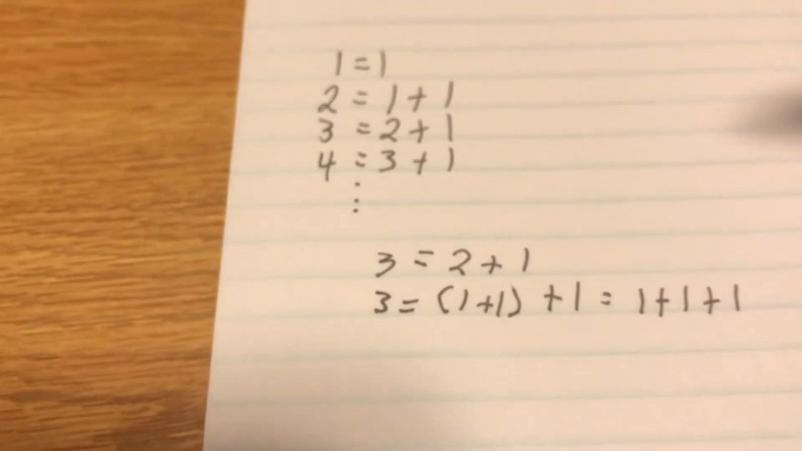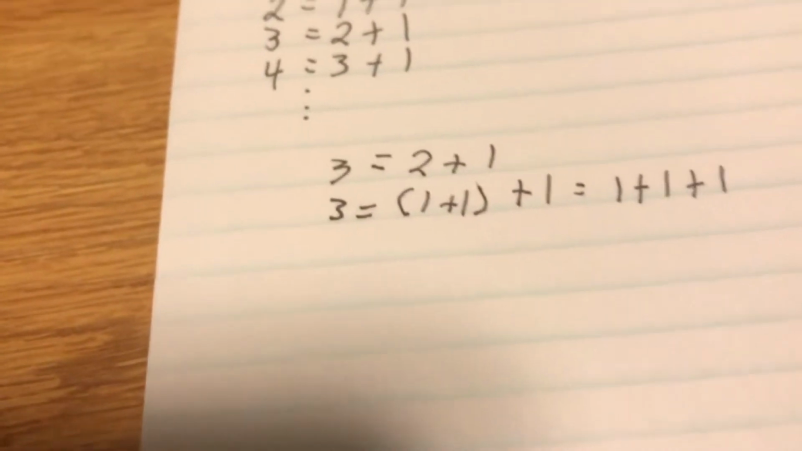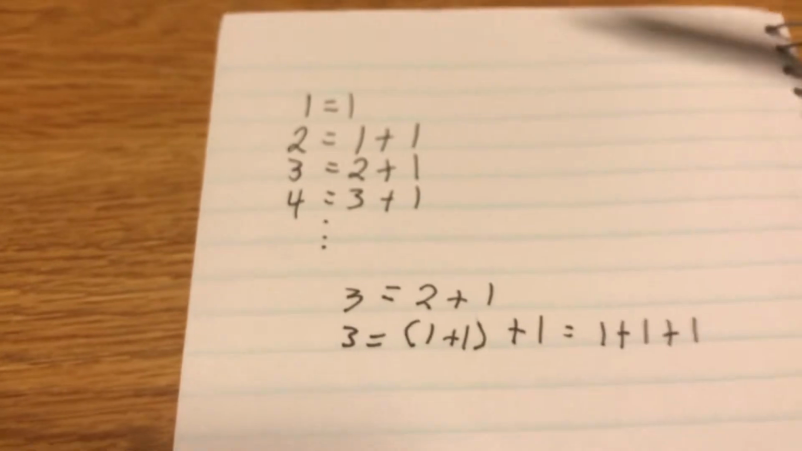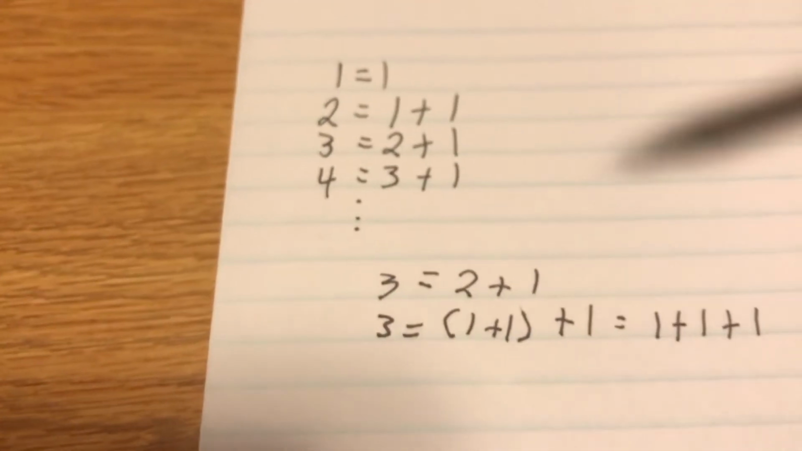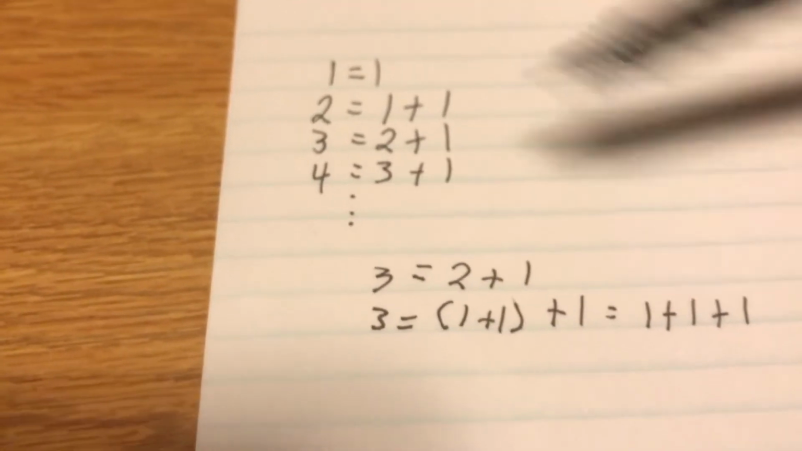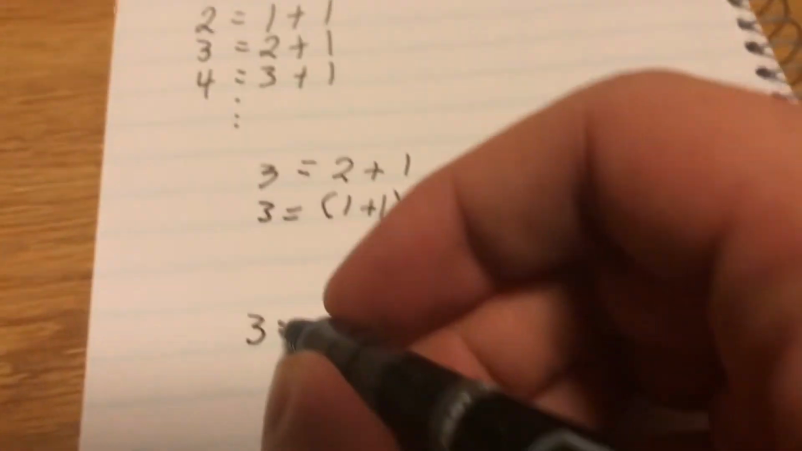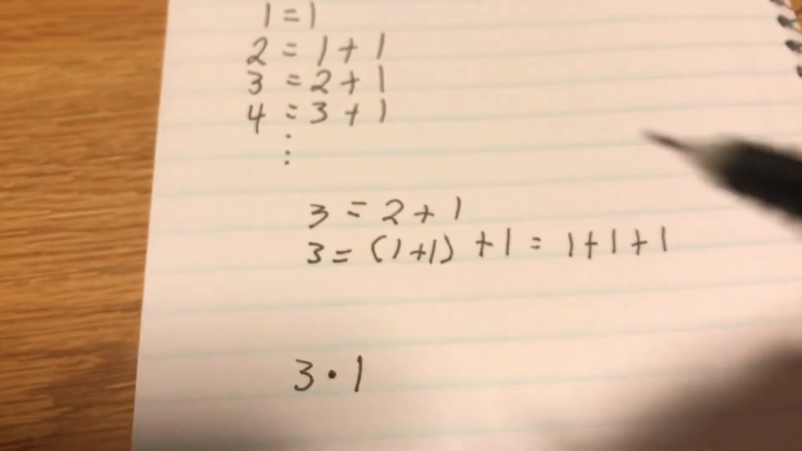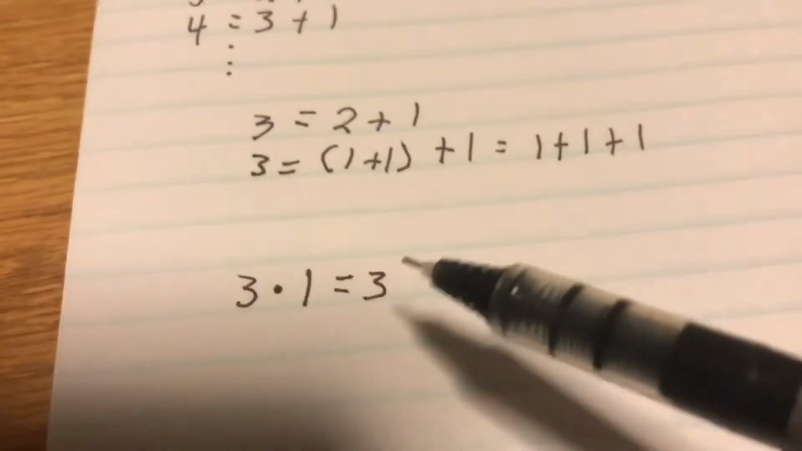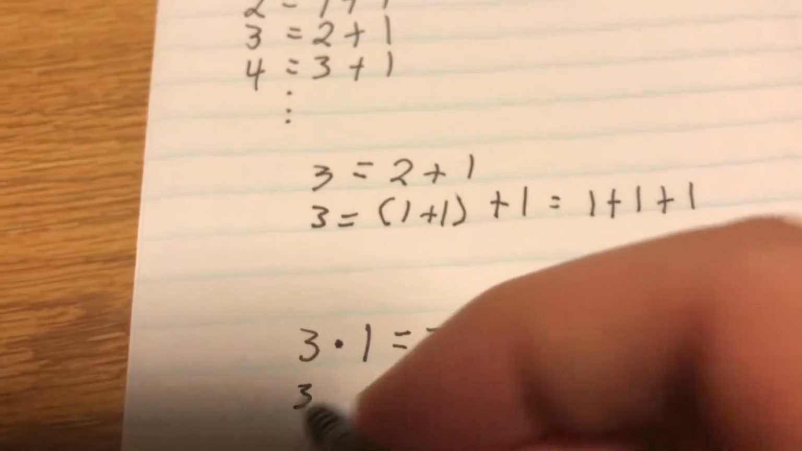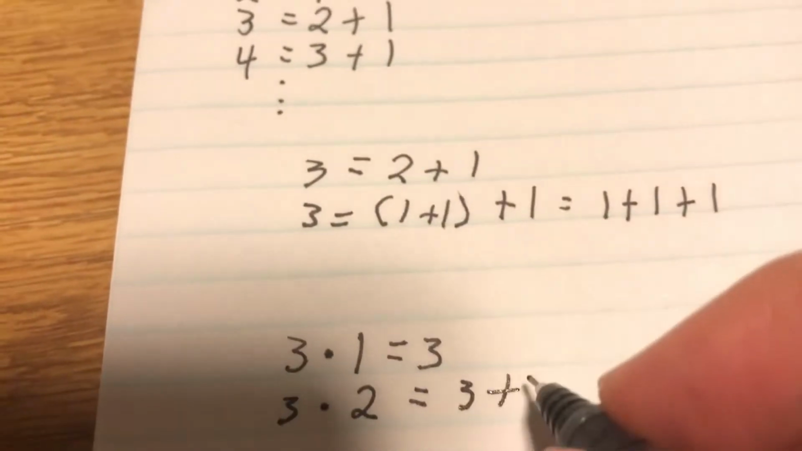So what about multiplication? How do we know multiplication works? Well, again, it's going to come down to how we define it. So we're going to define multiplication as just a series of addition principles, right? So like 3 times 1, we're saying is just equal to 3 plus itself 1 time, which is just 3. 3 times 2 is going to be 3 plus 3.